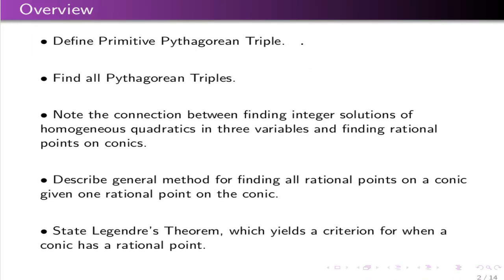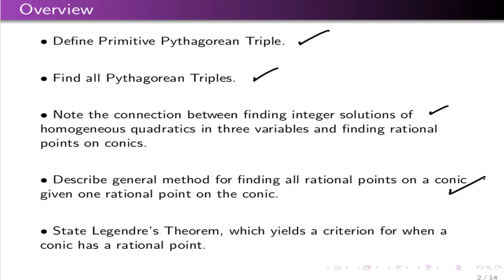So first we'll define what a primitive Pythagorean triple is. And then we're going to come up with a way of describing all Pythagorean triples. Then I want to note the connection between finding integer solutions of a homogeneous quadratic and finding rational points on a conic section.